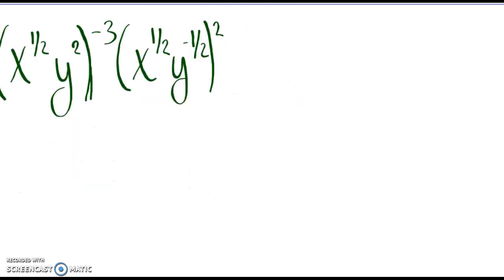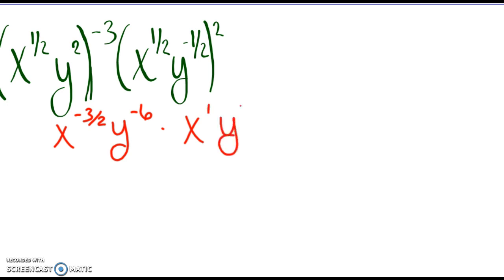So let's apply some power to a power, additive law, and the negative exponents. This fraction becomes x to the negative 3/2 y to the negative 6th, due to the power of powers, which says multiply your exponents. For the same reason, I get x to the first, y to the negative 1, because I'm multiplying 2 times 1/2 and 2 times negative 1/2.